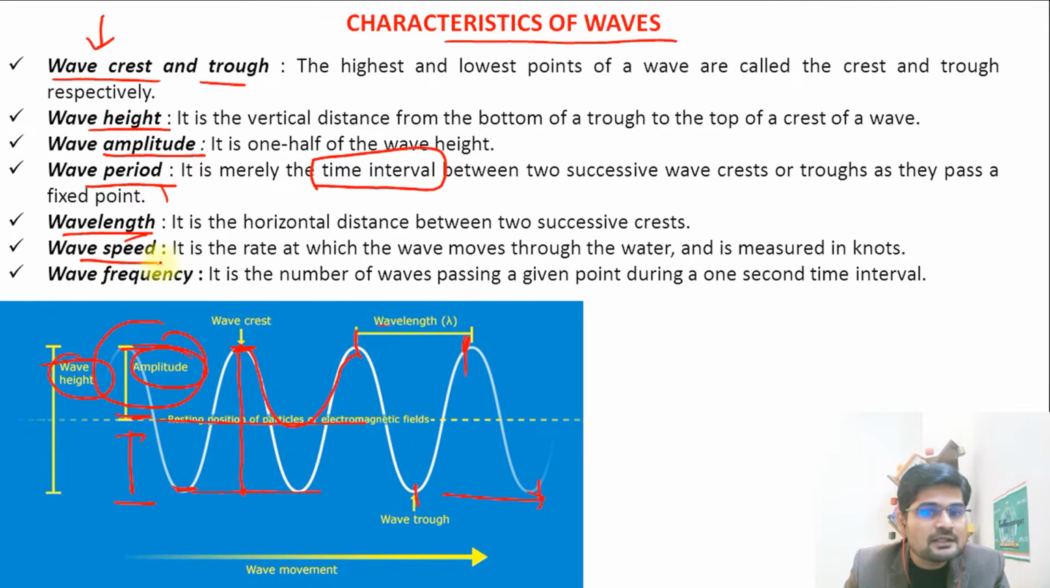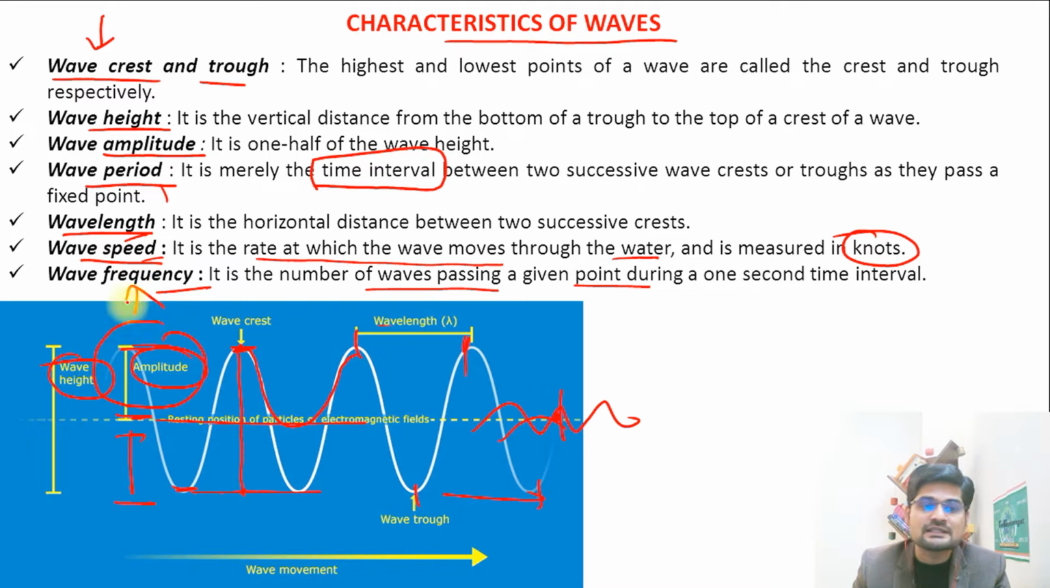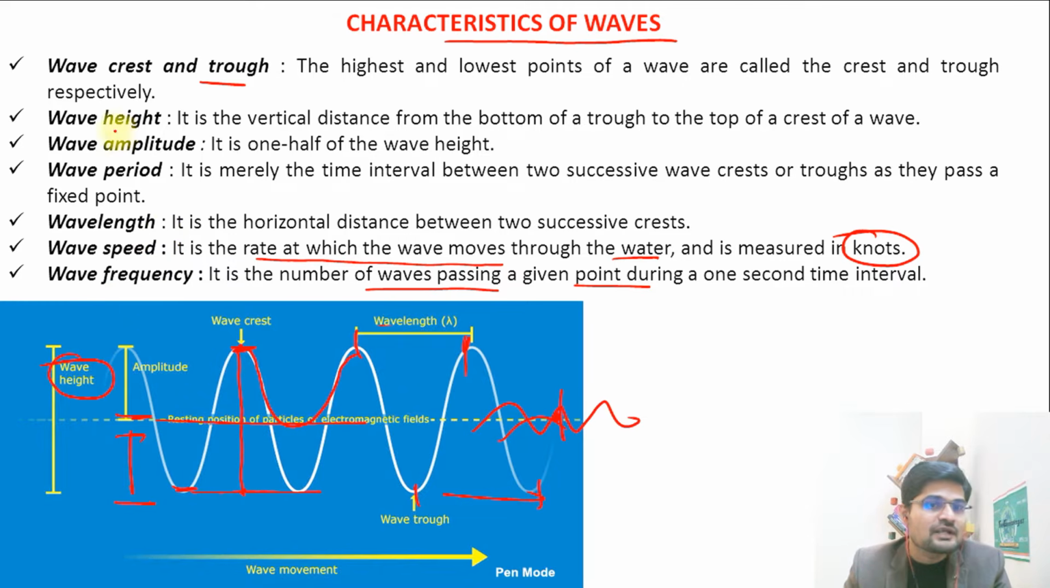Then what we have is wave speed. So it is the rate at which the wave moves through water. That is called wave speed. And you remember the unit is knots here. And wave frequency is the number of waves passing through a given point. So remember, if it is one given point and the number of waves that pass through this given point, this is called wave frequency. So remember all these important terminologies related to waves: wave crest and trough, wave height, wave amplitude, wave period, wavelength, wave speed, and wave frequency. That is the basic idea behind the anatomy of the waves, right? So these are important points to remember.